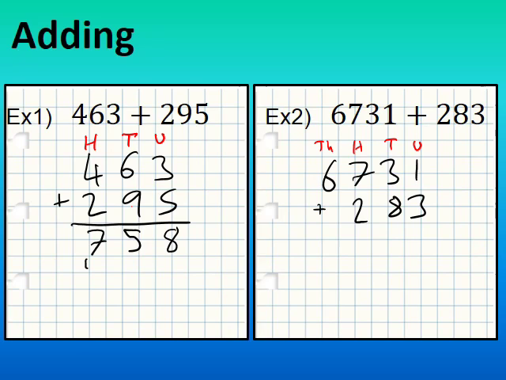So we're adding these two numbers. 1 plus 3 is 4. 3 plus 8 is 11, so 1 and carry the other 1. 7 plus 2 is 9, plus the 1 gives me 10, so I'm going to write the 0 and carry the other 1. 6 plus the 1 is 7. My final answer is 7,014.